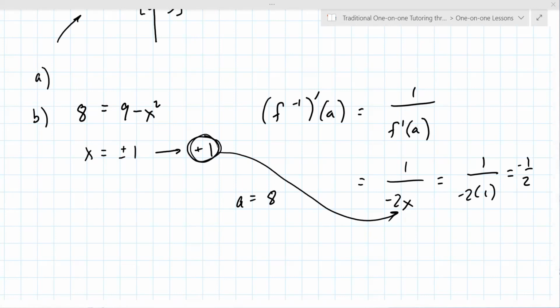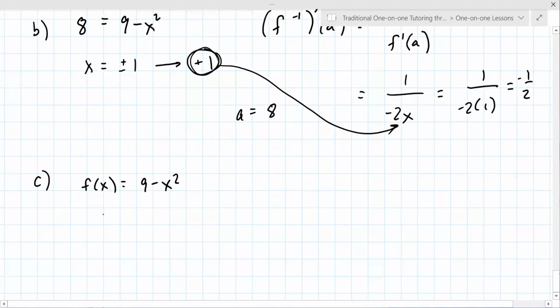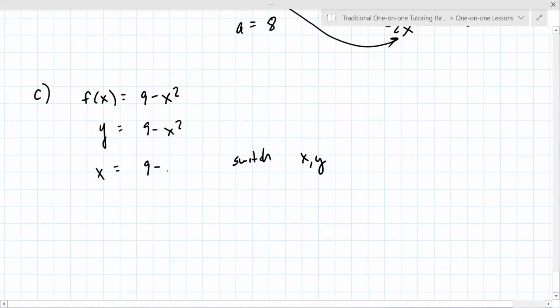Calculate f inverse of x. So this is the one that if you start out with 9 minus x squared, y equals 9 minus x squared. You switch x and y. So it becomes x equals 9 minus y squared. And then you solve for y. So y ends up equaling plus or minus the square root of 9 minus x. And you have to figure out which one it is.